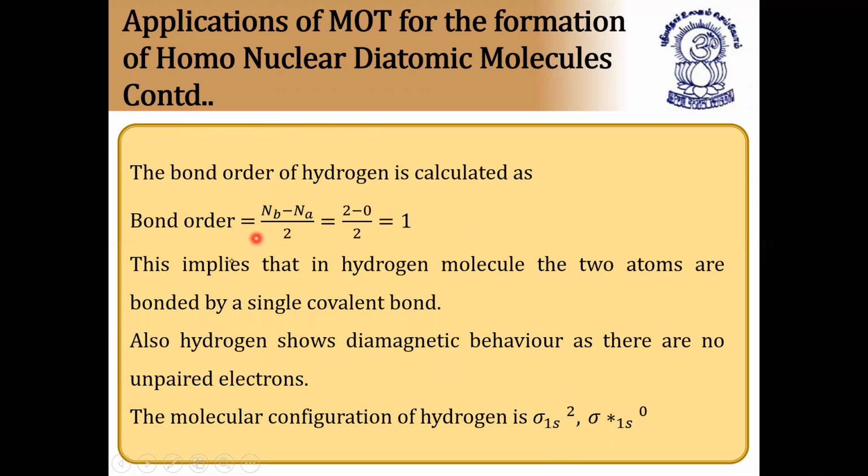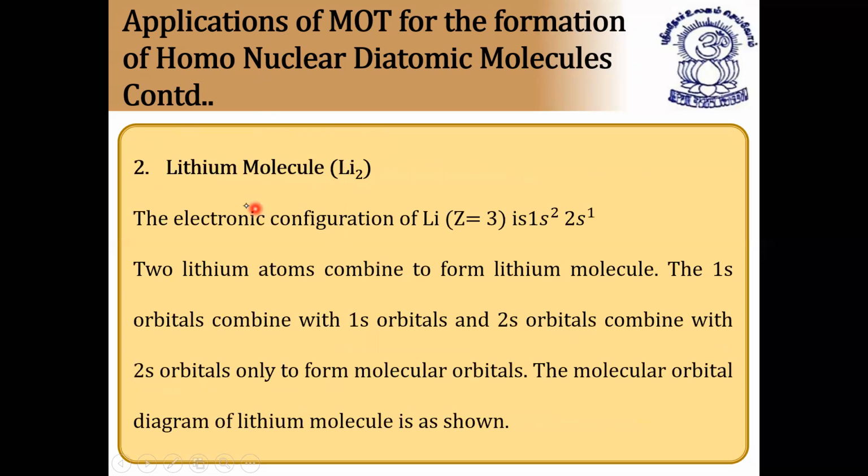So this is how to calculate bond order and how to identify whether it contains unpaired electrons or not. If it contains unpaired electrons, we'll say it is paramagnetic. If it does not contain unpaired electrons, we'll say it is diamagnetic in nature. Next, the lithium molecule.